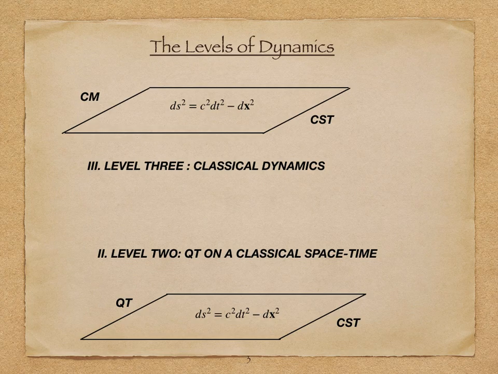Let us recall that in the previous lecture, we had introduced these two levels of dynamics. Level 3 is classical dynamics. Level 2 is quantum theory on a classical spacetime. At level 3, matter fields are treated according to the laws of classical mechanics. It could be Newtonian mechanics, it could be special relativity, or it could be the general theory of relativity. Spacetime is classical. It's denoted by CST, which stands for classical spacetime. It could be the absolute time and the space of Newtonian mechanics. It could be the spacetime of special relativity, or it could be the curved spacetime of general relativity.